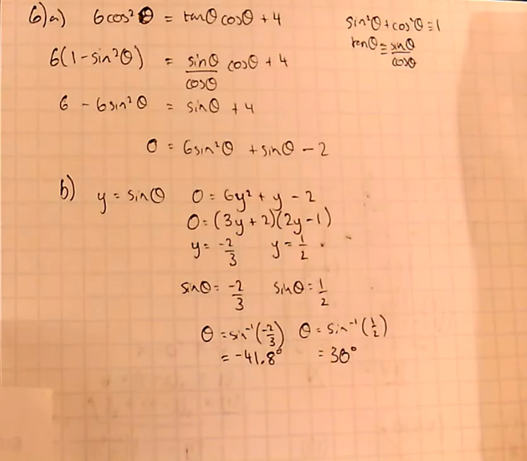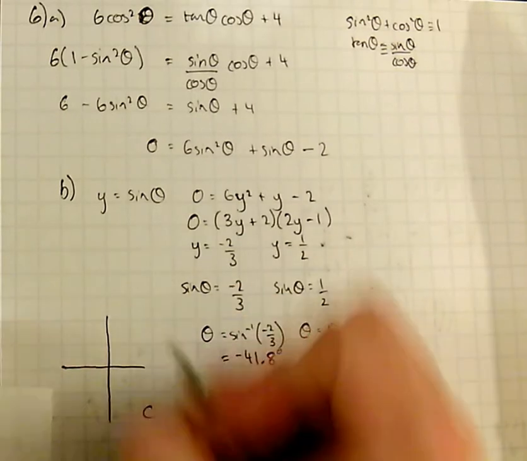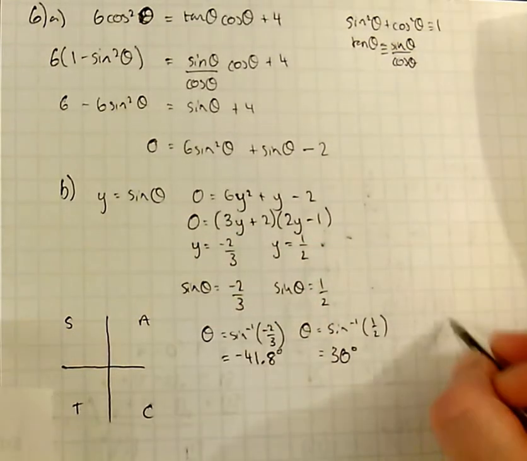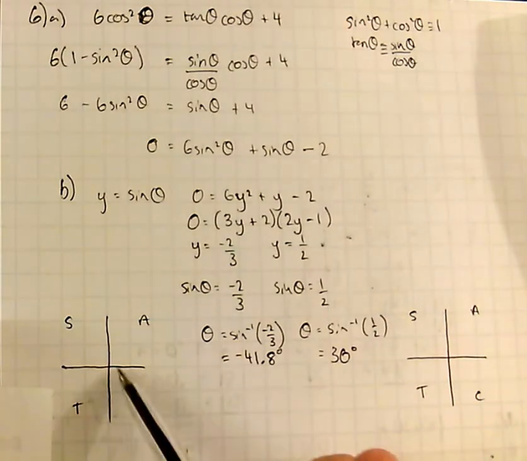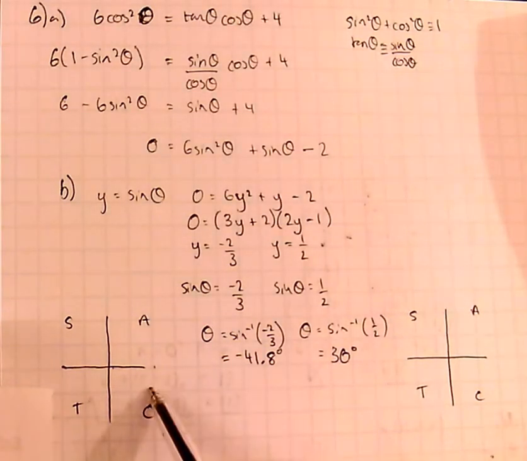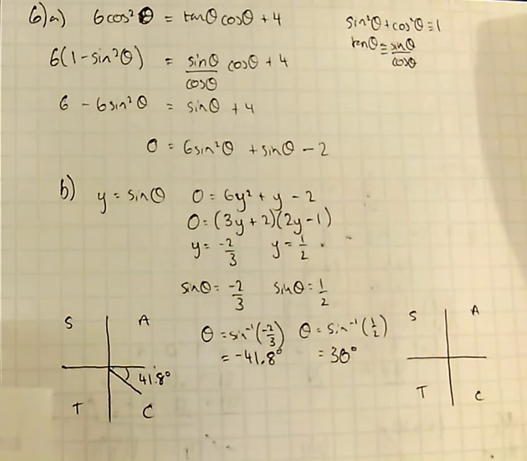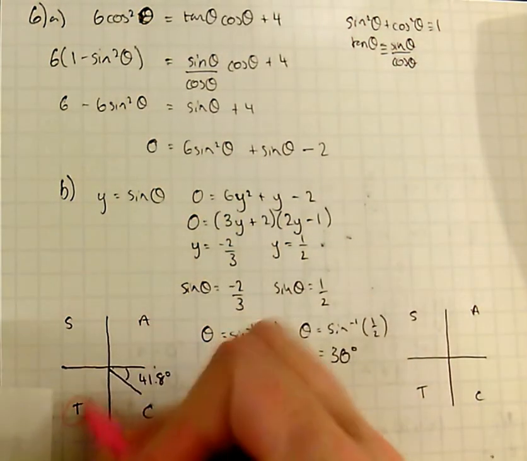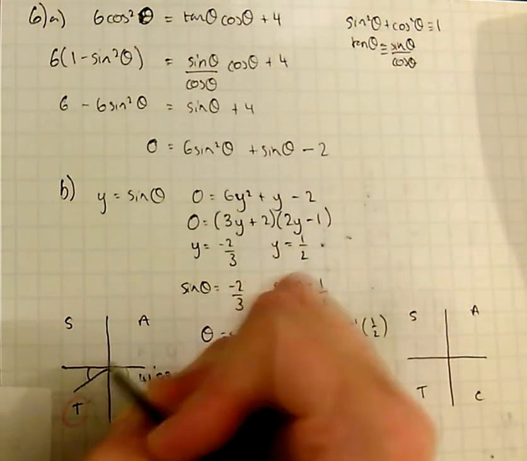Okay, let's use our CAST diagrams. You could use graph sketches. One for each of the two different solutions. Okay, right, so starting with negative 41.8, I start from the x-axis, negative direction is clockwise, so let me draw that in. I have got 41.8 degrees in there. I'm working with sine, and sine is negative, so sine is negative, not here and not here, so in these two quadrants.